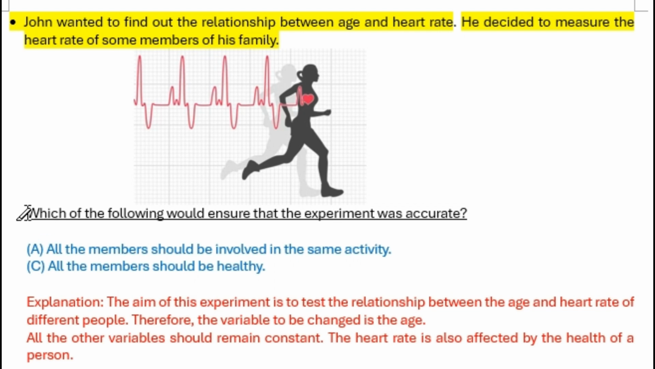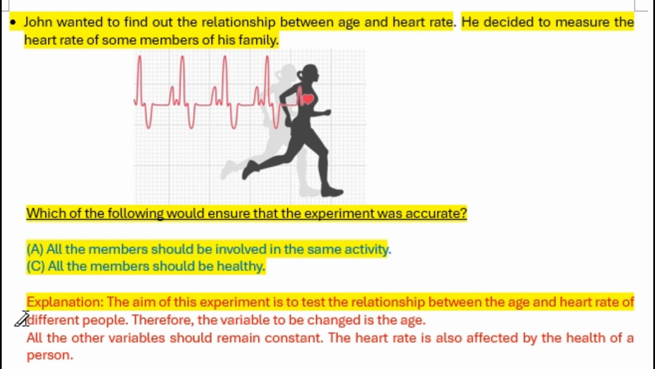Which of the following would ensure that the experiment was accurate? A. All the members should be involved in the same activity. C. All the members should be healthy. Explanation: the aim of this experiment is to test the relationship between the age and heart rate of different people.